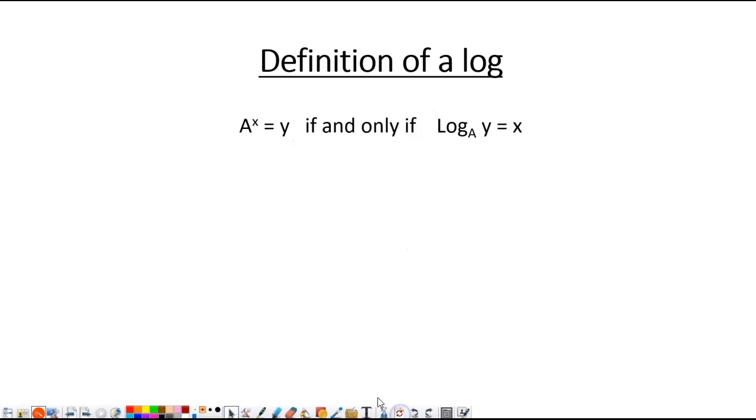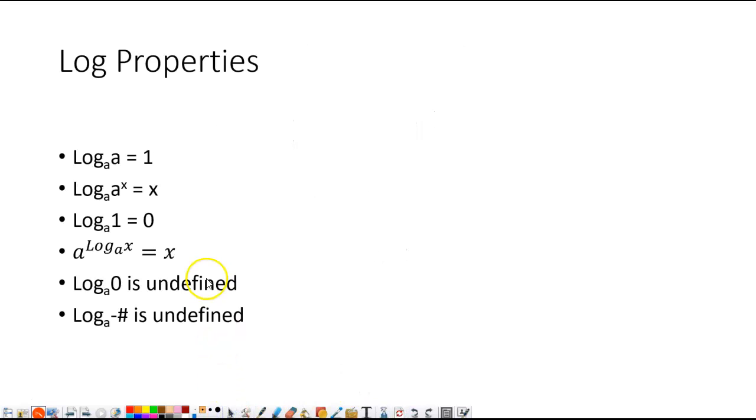And so based on this definition of a log and its relationship to exponential functions, we have these properties. Anytime this base matches the number that's here, the outcome is 1. Or if this base matches this number here, the outcome will be the exponent. Anytime you have a log and this number here is a 1, the outcome will be 0. Anytime you have an exponential function, where its power is a log whose base is the same thing as the number you're raising the power of, the outcome will simply be whatever's here, which is x in this case.